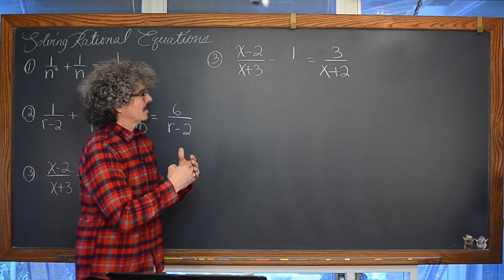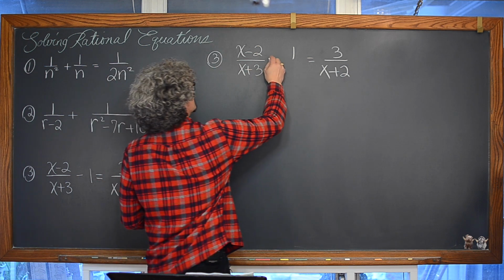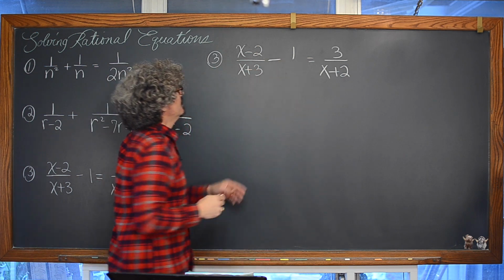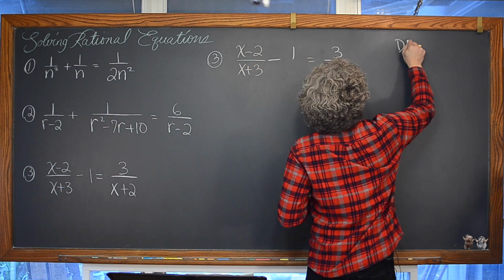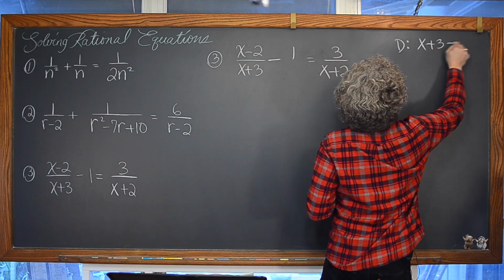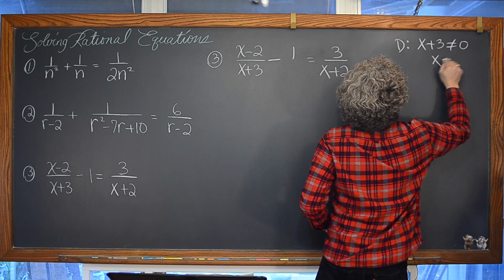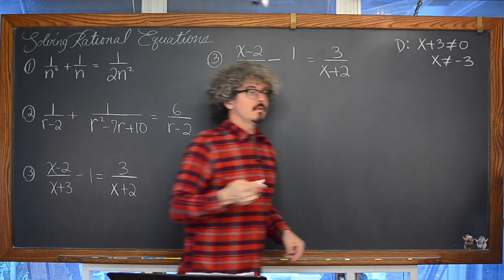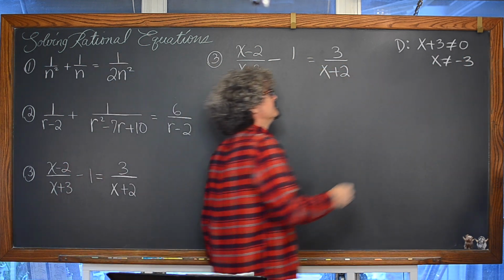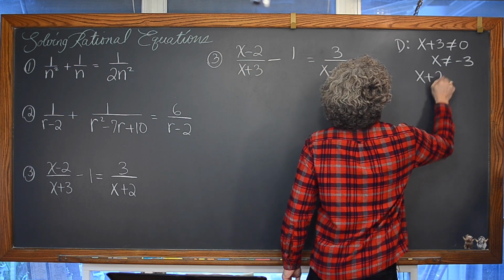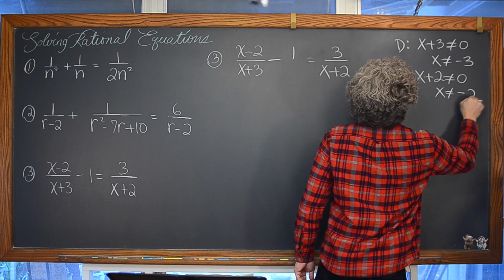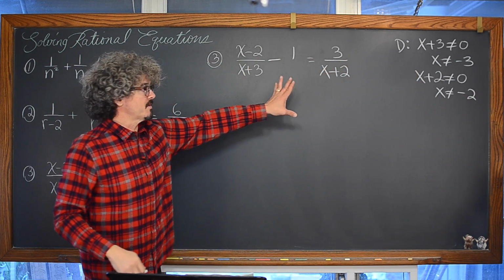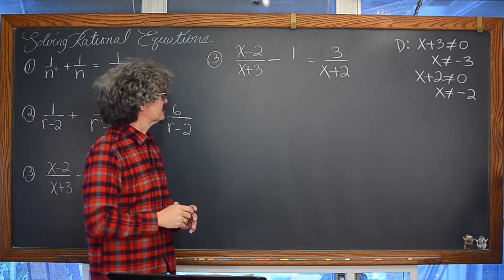So what is that going to look like? Well, again, our domain: x plus 3 cannot equal 0, so x cannot equal negative 3, and x plus 2 cannot be 0, so x cannot equal negative 2. So if you get one of those two answers, just throw it out. It's extraneous.